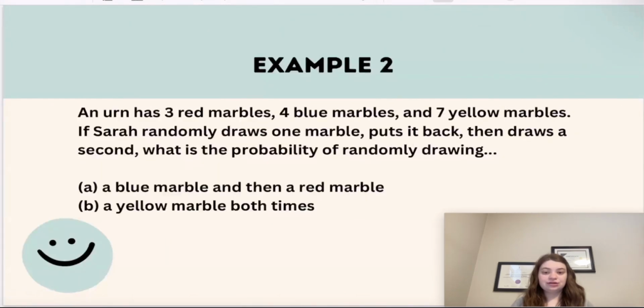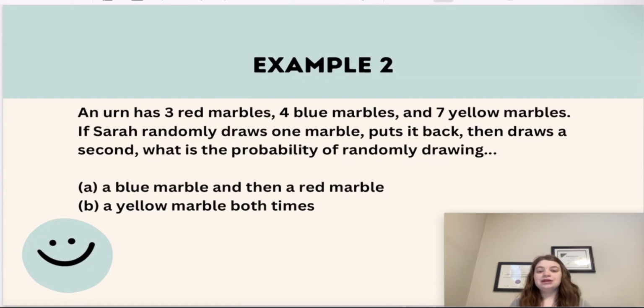An urn has 3 red marbles, 4 blue marbles, and 7 yellow marbles. If Sarah randomly draws 1 marble, puts it back, then draws a second, what's the probability of randomly drawing A, a blue marble and then a red marble, and B, a yellow marble both times?